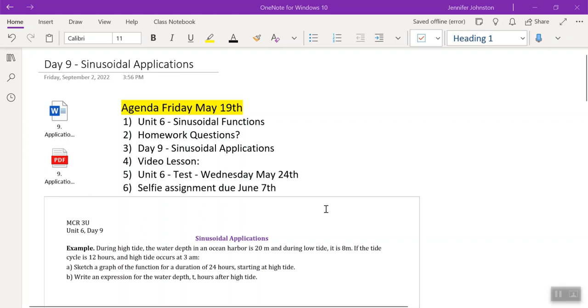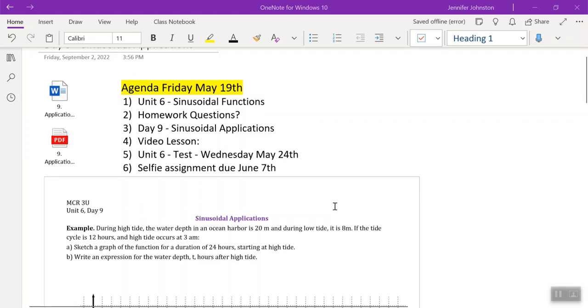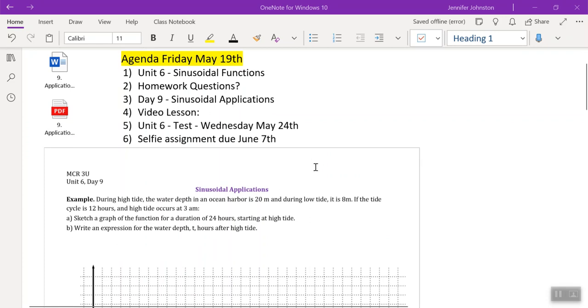All right, so today we are looking at day 9, sinusoidal applications, very similar to what we've been looking at before, but now we're given a problem. The questions are going to look a lot like this, where we'll have to graph them, put them in an equation, and figure out what they look like.